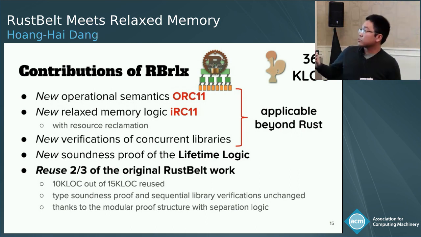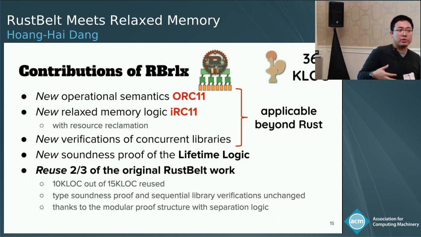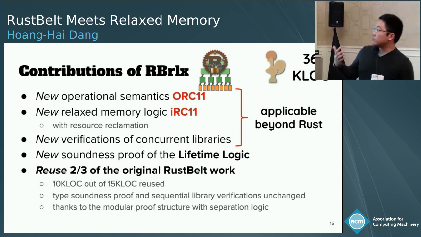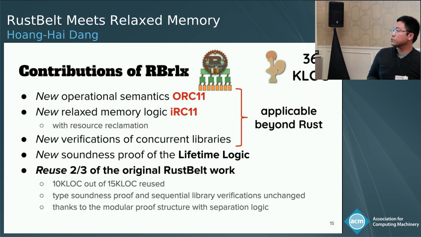And all of this is actually more applicable beyond the Rust programming language. It can be applied to any language that relies on the RC11 memory model or any model that is stronger than that. We also have a new soundness proof of the lifetime logic, which is really specific to RustBelt. But more importantly, we managed to reuse 2/3 of the original RustBelt work.